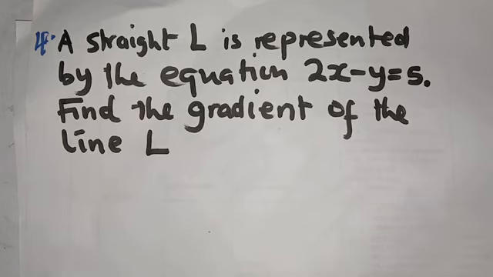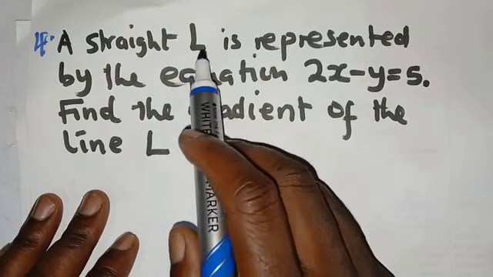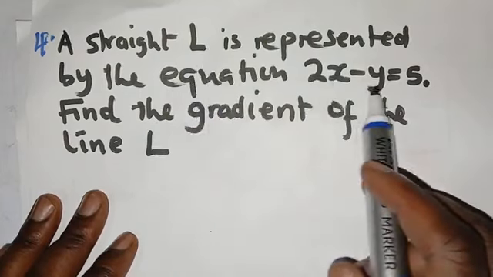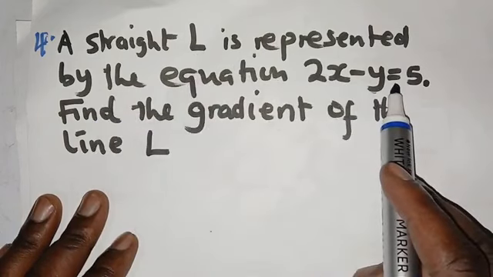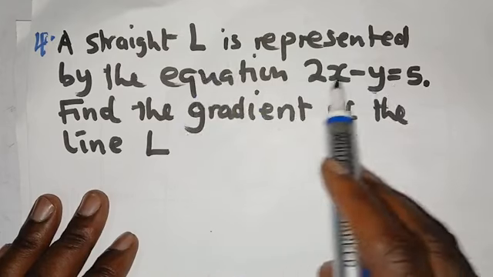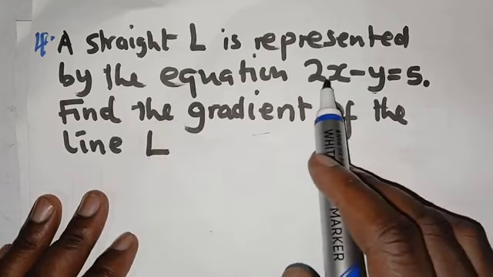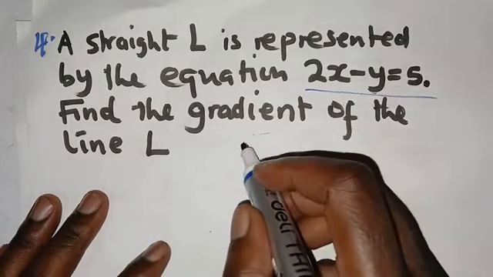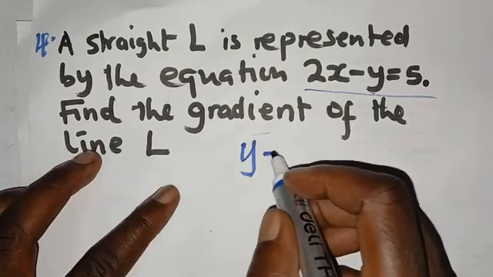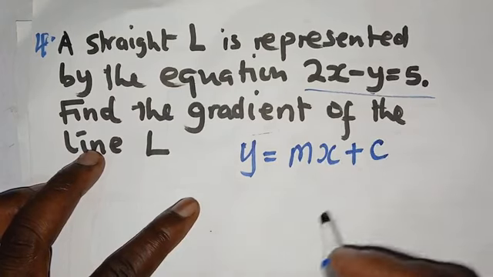Okay, so let's look at this question now. We are being told that a straight line L is represented by this equation. Find the gradient of the line. In other words, we're just saying find the gradient of this equation. To find the gradient of this equation, we need to write it in this form: y equals mx plus c.